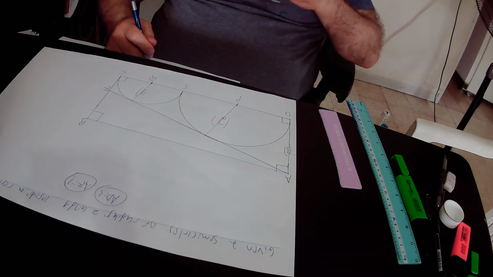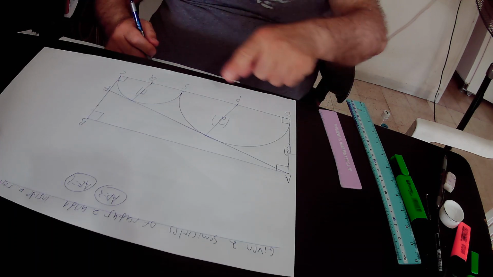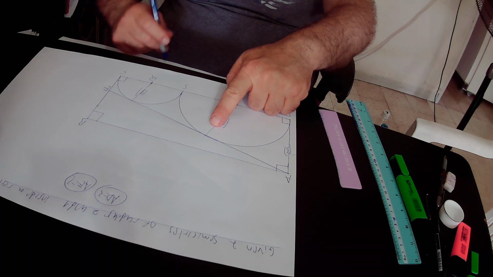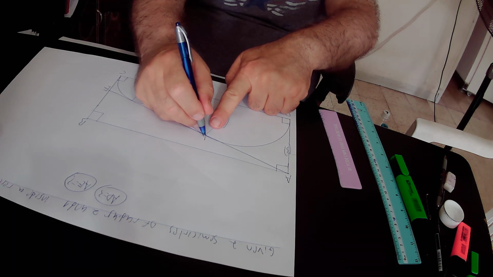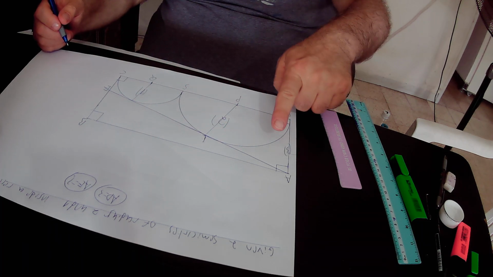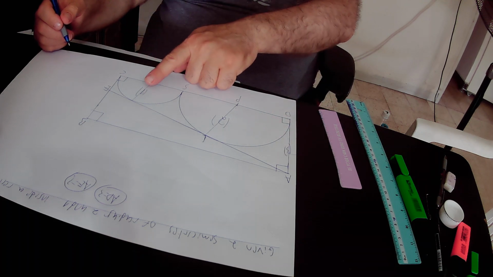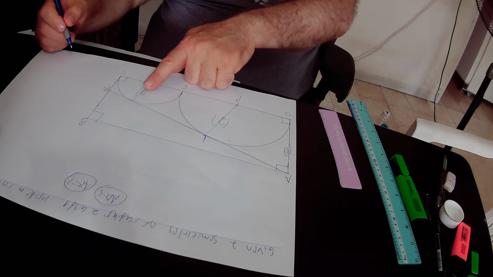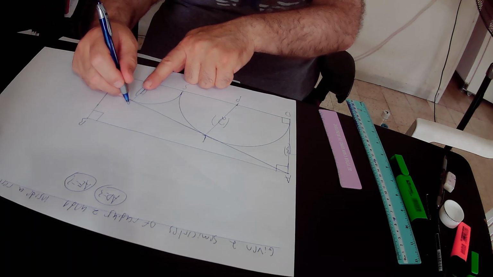We define the point of tangency of tangent AE with this big semicircle. This point is point L. And finally, we define the point of tangency of this tangent AE with this small semicircle. This point is point G.